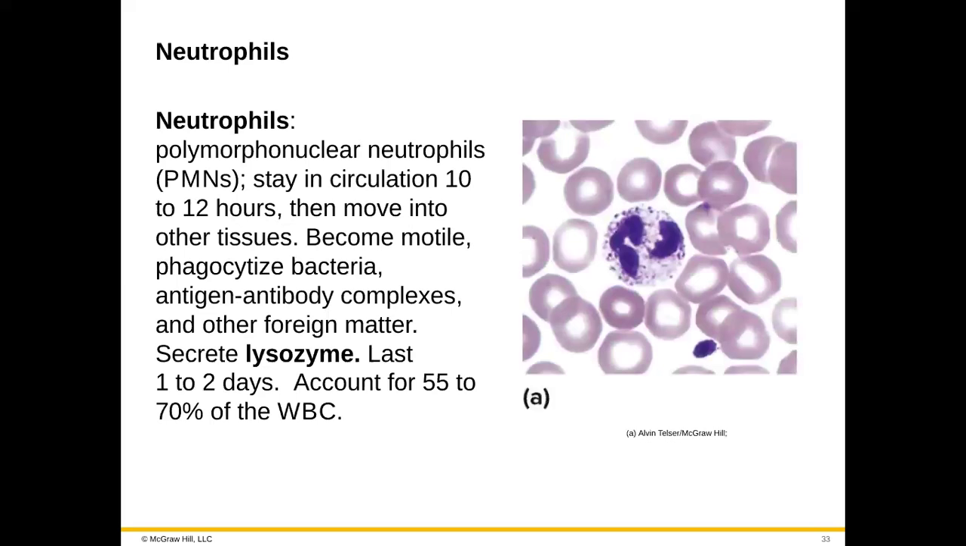So neutrophils, we kind of talked through all these, but we're going to go through each one once again. Polymorphonuclear neutrophils, PMNs. So these don't stay in circulation very long, 10 to 12 hours, very short lifespan. So they'll stay in circulation, then they'll move into various tissues. They can become mobile. They can phagocytize bacteria. They play a role in the antigen-antibody complexes and in destroying any other foreign matter. And they secrete what's known as lysozyme. This will last for 1 to 2 days. Lysozyme we'll talk about in the next section.